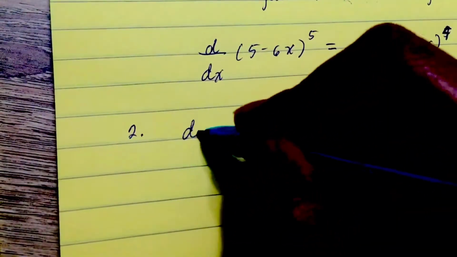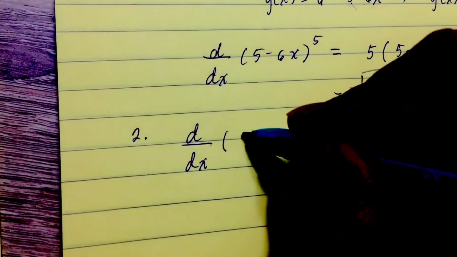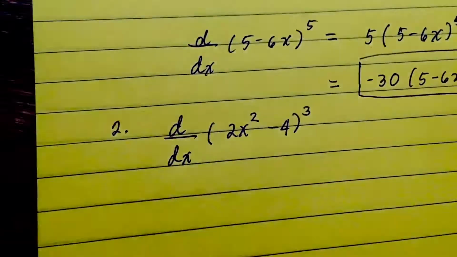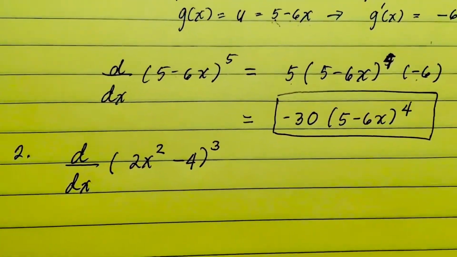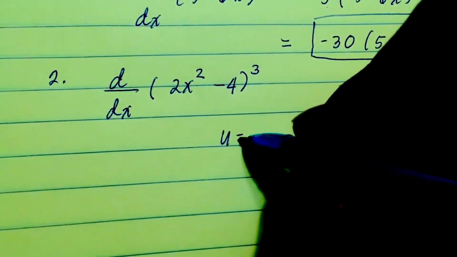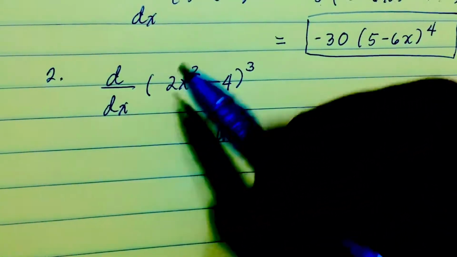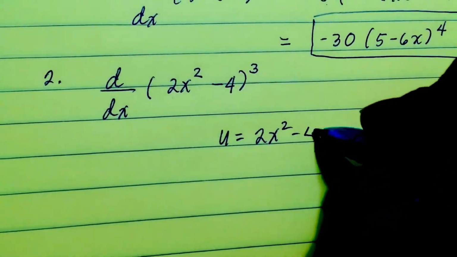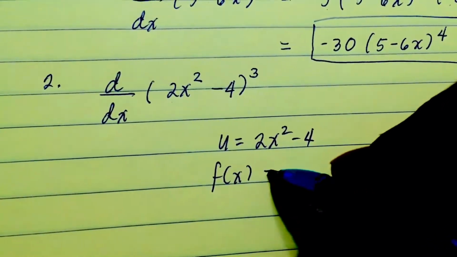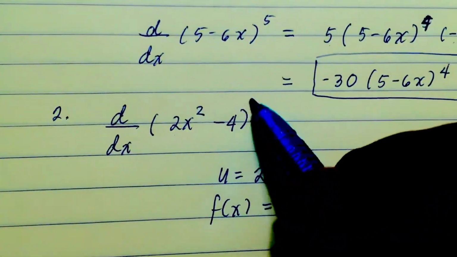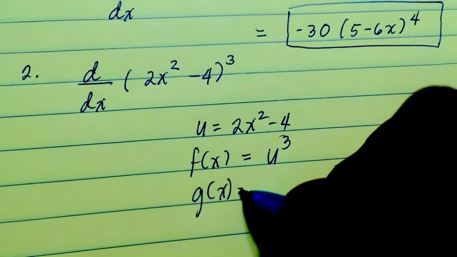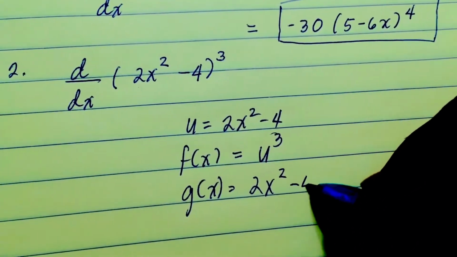Okay, derivatives of 2x squared minus 4, then cube, or cube of 2x squared minus 4. Okay, let's identify your u. Your inner is 2x squared minus 4, and then your f of x is equal to u, then you have cube here. Then g of x is your 2x squared minus 4.